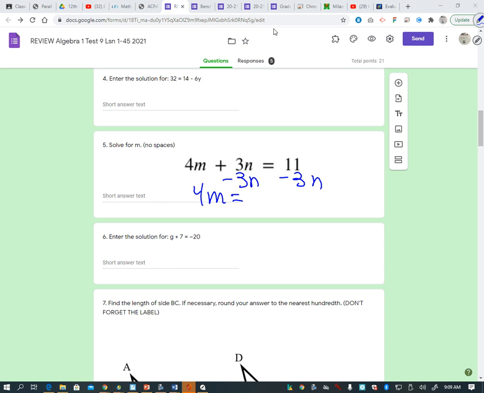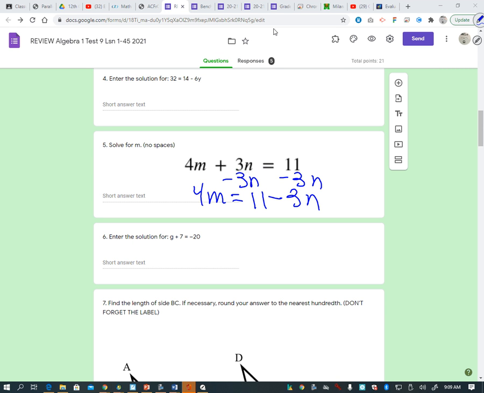What do I have here? 11. And what? I don't have 3n. I have what? No. What is this? Negative 3n. Yes. It's not the same as 3n, though. If I said 3n, I would have to put a plus there, wouldn't I? Okay, so it's not the same. All right. Now, I have one more thing to get rid of. What is it?